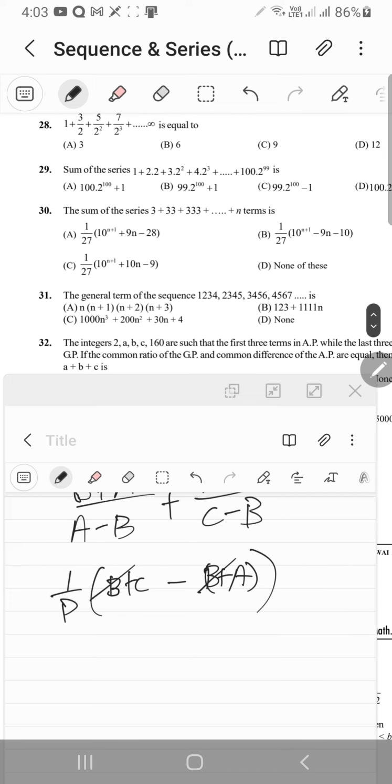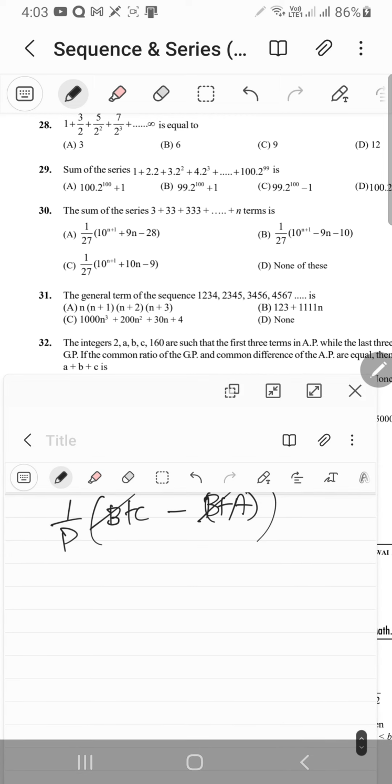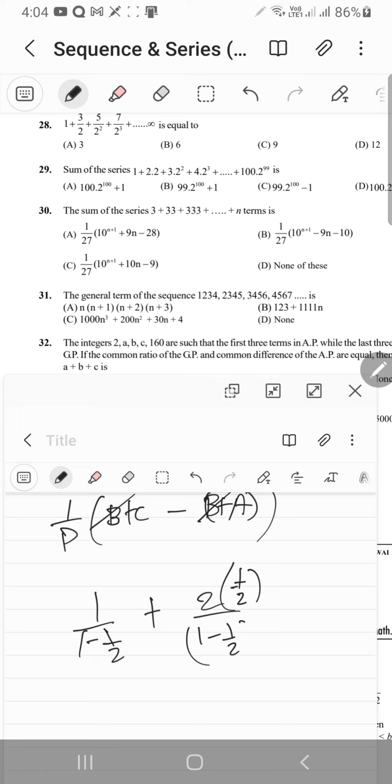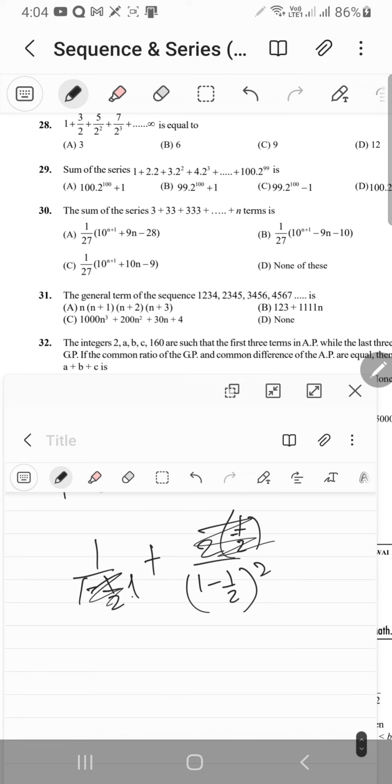Next, 1 plus 3 upon 2 plus 5. Yeah, we know this, we did this for so much of time. So it's A upon 1 minus R, 1 minus 1 upon 2 plus, what is A really? A is just 1 here, plus the difference, which is 2, times R, which is 1 by 2, right? upon 1 minus r squared. Yes, that's correct. This is gone. This is 1 by 2. So it's like 2 and this thing is 1 by 4. So 2 plus 4, 6.